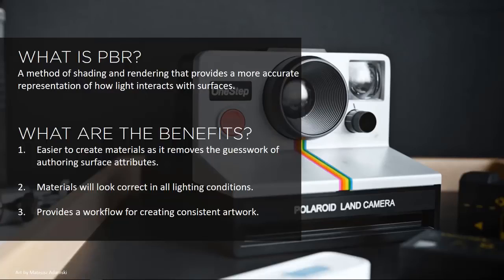And from this, I extrapolate out 3 benefits. Number 1, I like to say that it's easier to create materials as it removes guesswork from authoring surface attributes. And by that I mean that we're using actual, scientifically measured values. So we don't have to say, oh, this metal is this value, I wonder what that is, I have to try to figure it out from a photo. We just know that we're going to use this measured value and it's going to work.